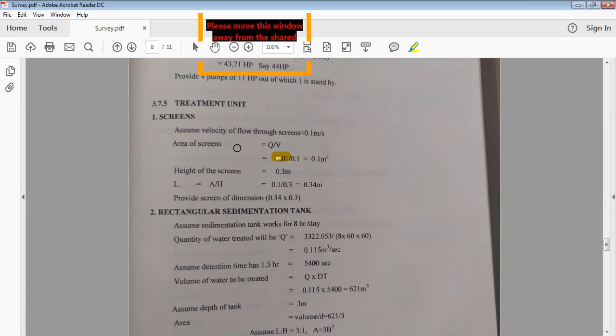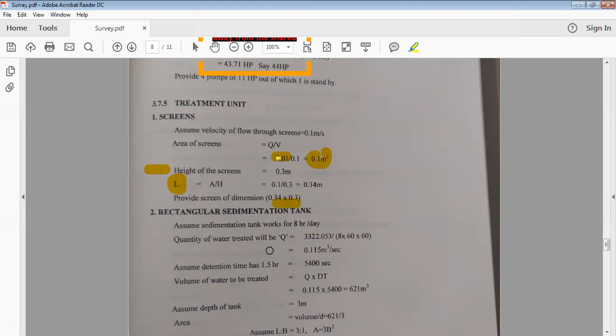The Q value is the flow, 0.11, and the V value, the velocity, we assume as 0.1 meter per second. This is the area we got. You know area is equal to length into breadth. To calculate length, we divide area by height. So the height we assume is 3 meter. So this is what we got at the end.